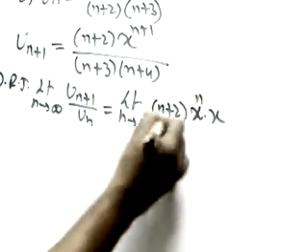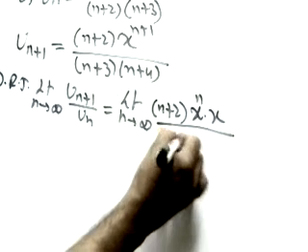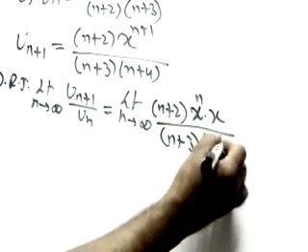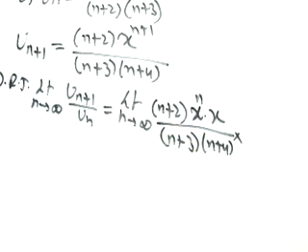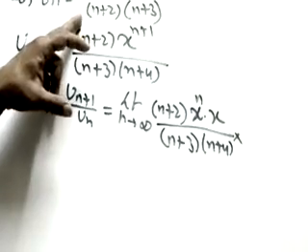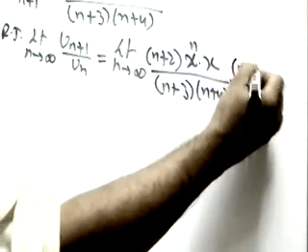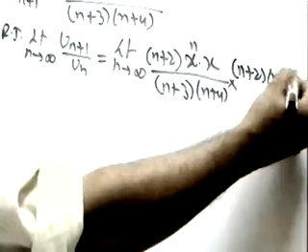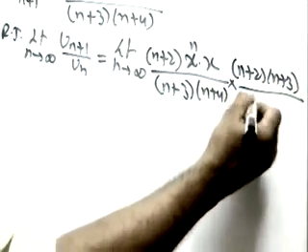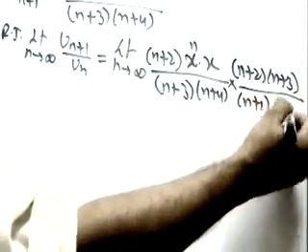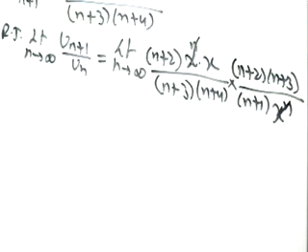x power n plus 1 can be written as x power n into x divided by n plus 3 into n plus 4. If we take un in the numerator, we have to write the reciprocal of this. So let me write this here: un plus 1, un plus 2, n plus 3 divided by n plus 1 x power n. Now you can cancel x plus 1.